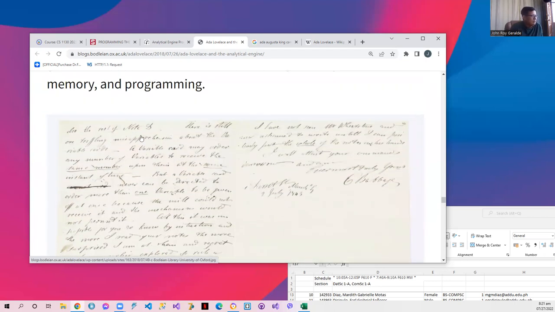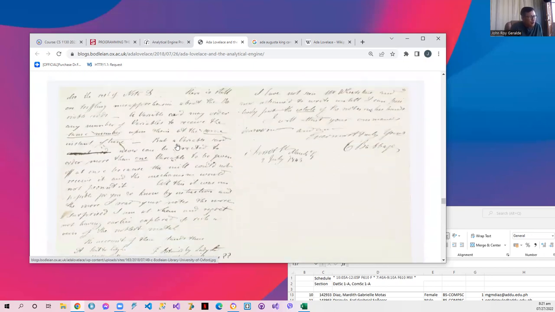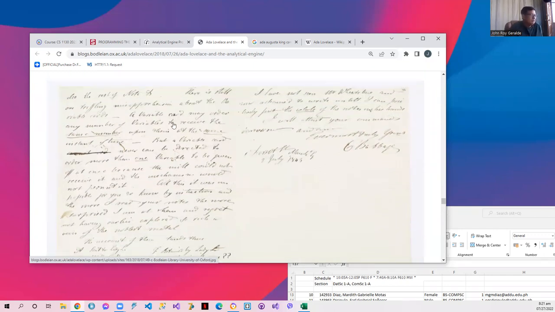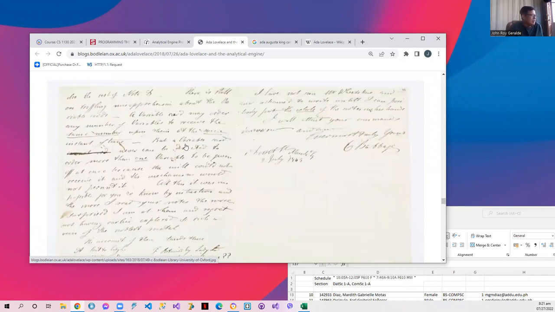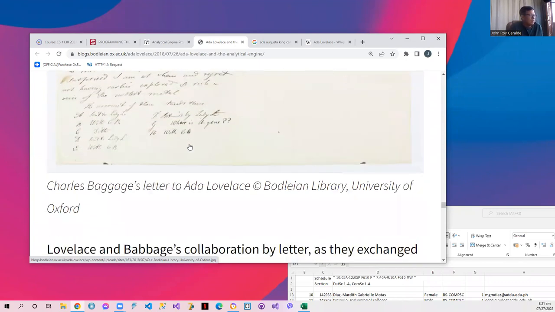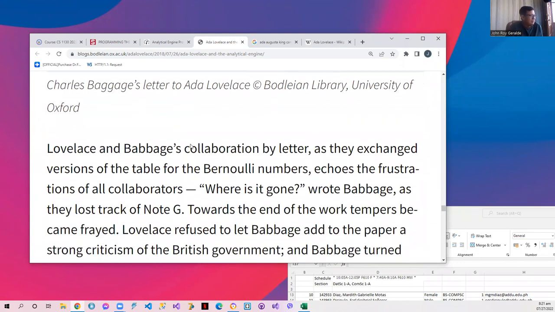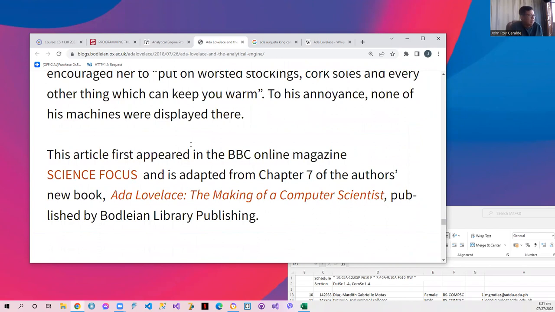So, this is a letter. This is very difficult to read. But Charles Babbage made recommendations to Ada Augusta King regarding the use of the variables in her worksheet, and at the same time thanked her for recognizing his work. So actually, they exchanged letters. They did not collaborate again after that. Why? Because Ada Lovelace got sick.